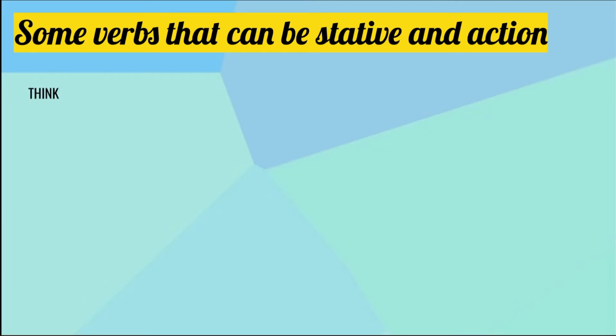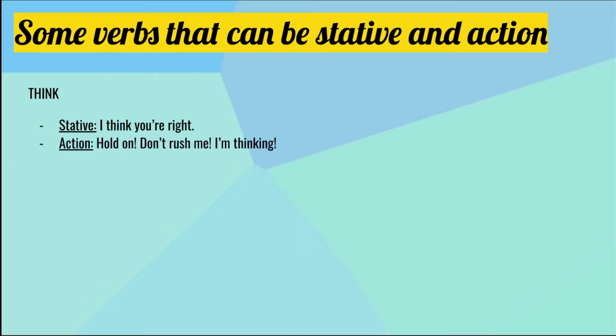Think, for example. Think as a stative verb, like I think you're right, is really like saying my opinion is you're right. I think I need to go on a diet. I think you should exercise more. Here it means in my opinion. But the action of, for example, hold on, don't rush me, I'm thinking. Here it's more of an activity that you're doing. You're sitting and you're thinking about what to do. It's more of an action there.